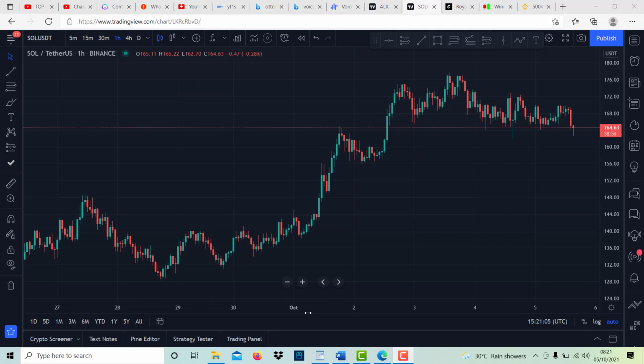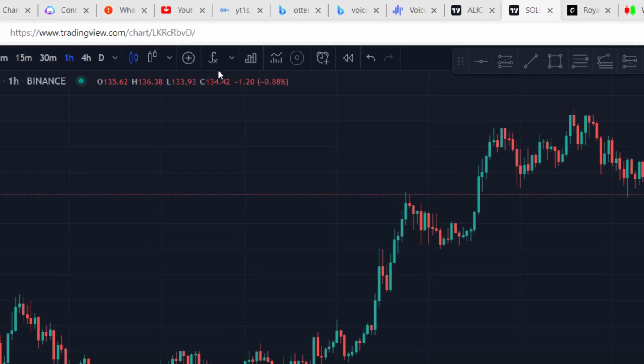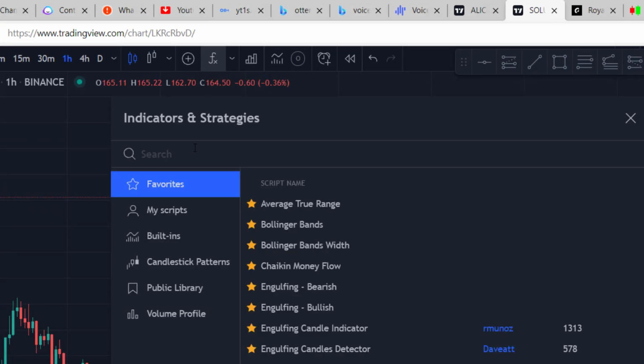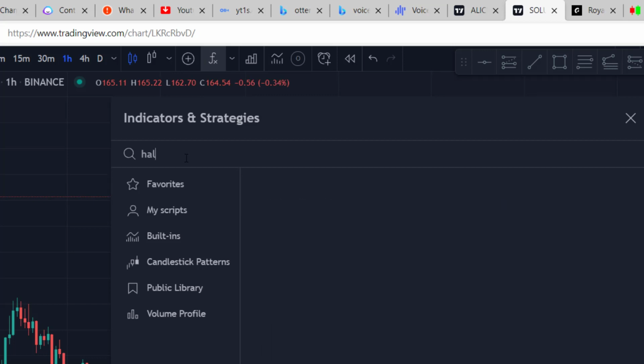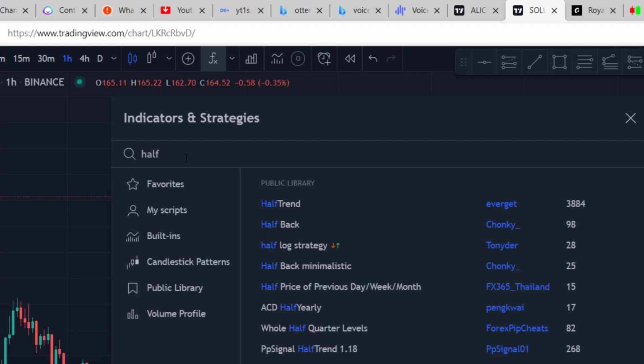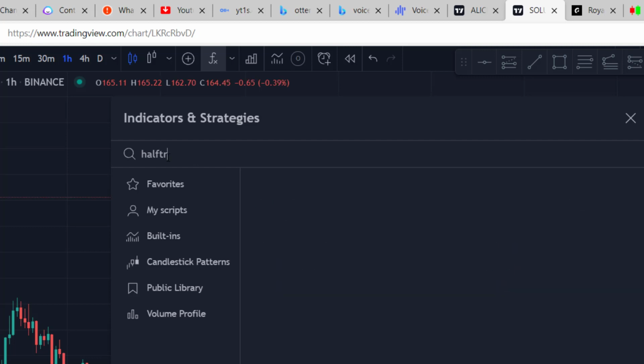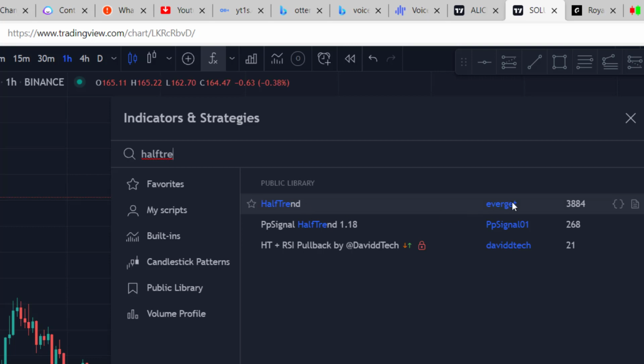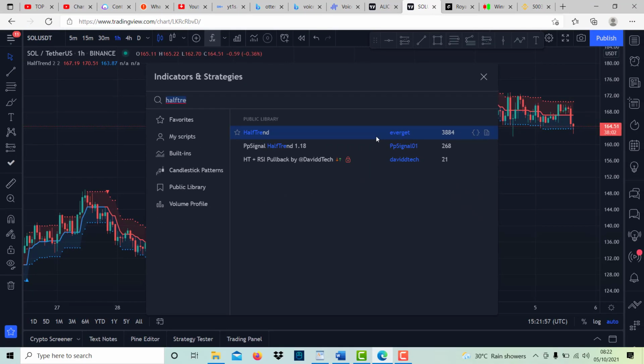The first indicator we would have to bring out is the half trend indicator. You can access this indicator by going to this section right here where it shows the indicator button. If you click on this, you can search for half trend. The first result right here is the indicator we are going to use by Everget, so you click on this. This is the first indicator we are going to use in this video.